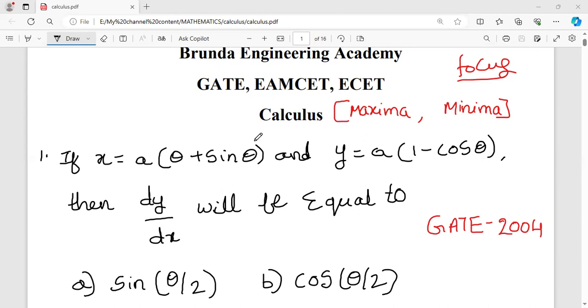In this video, we will learn about calculus, the maxima and minima concept. We will learn about these two concepts, maxima and minima. This can be helpful from both the GATE AM point of view and the ESE point of view also.